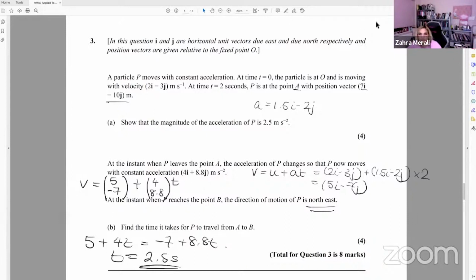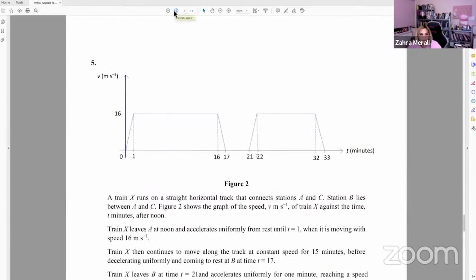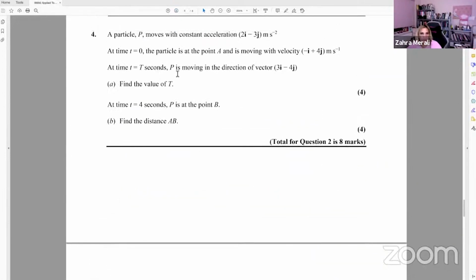Okay, next question. Here we go, question 4. Right, a particle moves with constant acceleration. At t equals 0, it's moving with velocity minus i plus 4j. And at time t equals T, it's moving in the direction 3i minus 4j. Okay, so it's not telling you how it's moving, it's just telling you the direction. So it means that the velocity could be any factor of 3i minus 4j. It could be 6i minus 8j. It could be 1.5i minus 2j. It's just some factor of it.